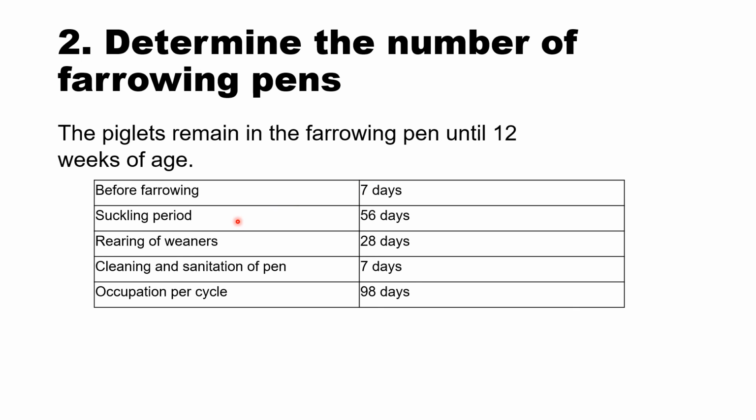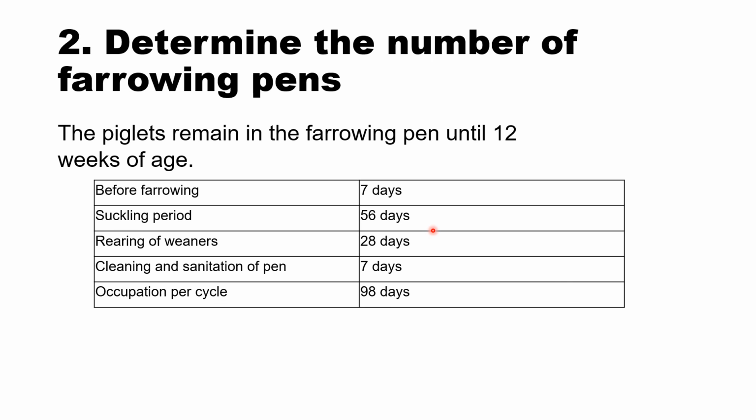And then pag nanganak na, yung suckling period ng mga piglet nasa 56 days. So na-occupy pa rin nung mga piglets natin yung farrowing pen. Nagre-remain pa rin sila doon for 56 days. Then rearing of weaners nasa mga 28 days. And then yung cleaning and sanitation of pen nasa mga 7 days.